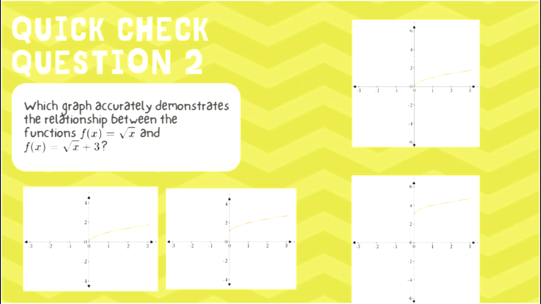Quick check question number 2. Which graph accurately demonstrates the relationship between the functions f of x equals the square root of x and f of x equals the square root of x plus 3? Okay, so one of these lines is going to show the parent function, and parent functions always touch what? Okay, and then one is going to show the translated function, which is going to move either up or down 3. So pick the correct one here.